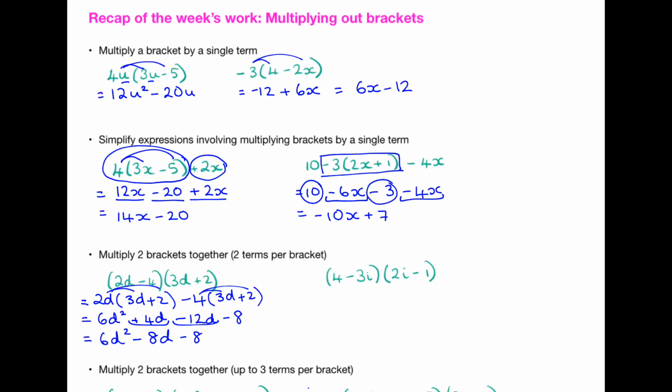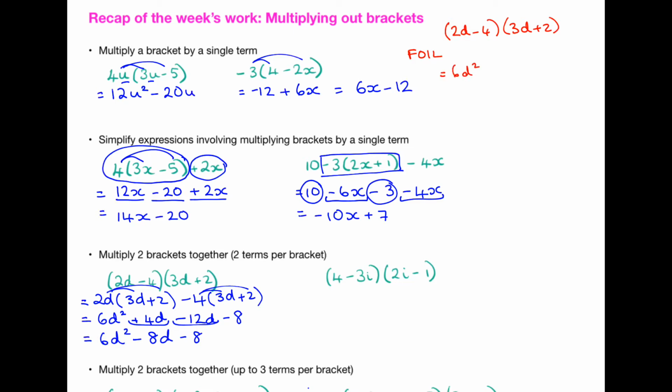So then we're going to do it using, what did I say? Did I say FOIL? That's what we're doing anyway. So 2d minus 4 times 3d plus 2. If we're going to use FOIL, remember it's firsts, outsides, insides, lasts. So the first things, that's the first thing in each bracket. So that gives us 6d squared.